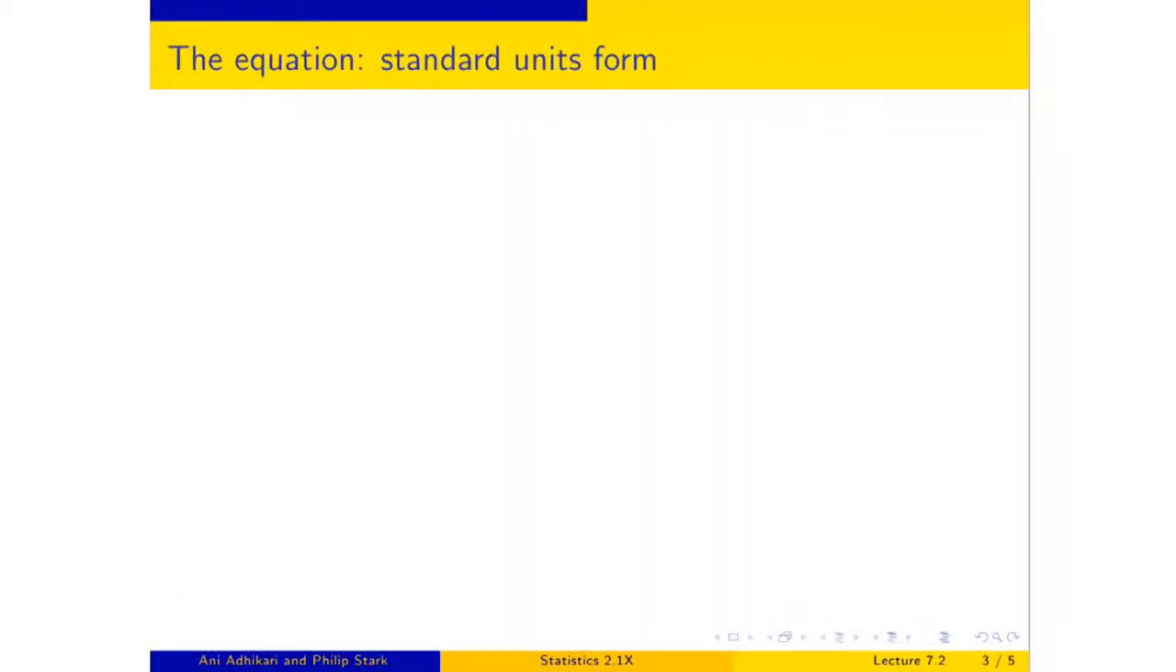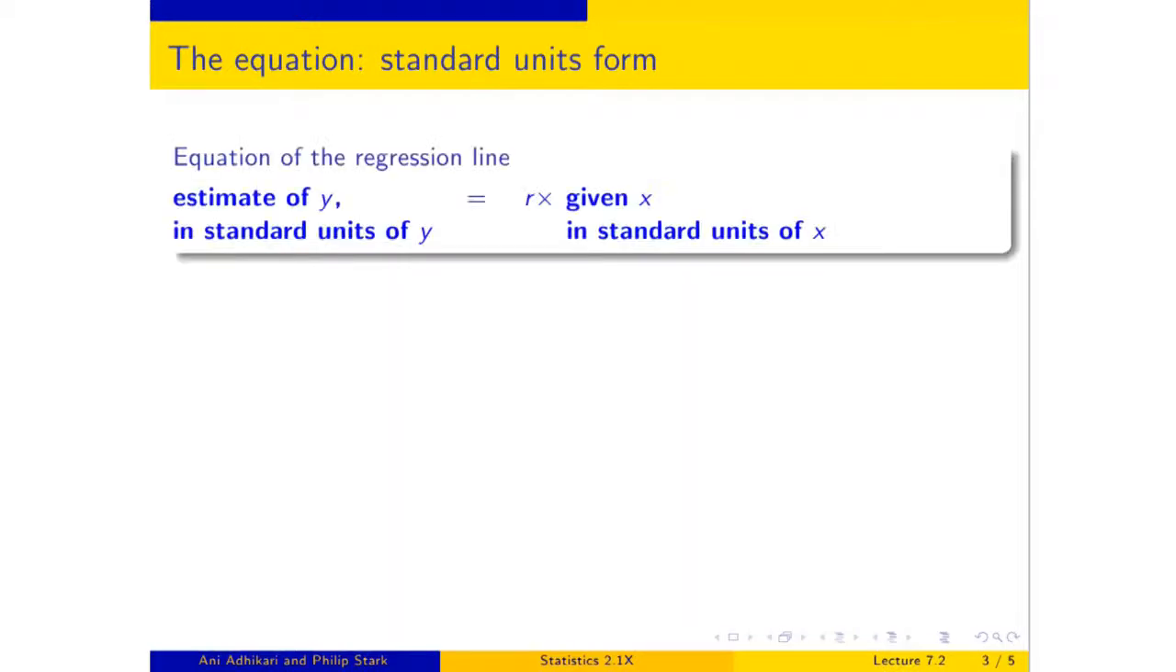The standard units form of our equation is: you take the given x in standard units, you multiply by r, and that's your estimate in standard units. So this is called the equation of the regression line. Why regression, I will discuss in some detail in a later segment. For now, the regression line is the line we are going to use to create our estimates.